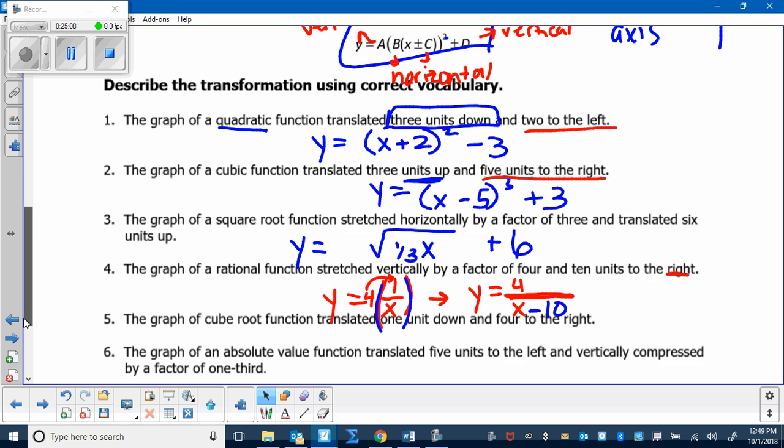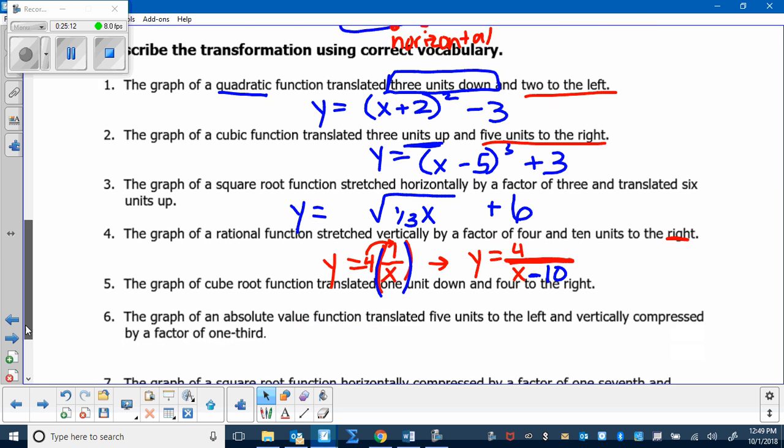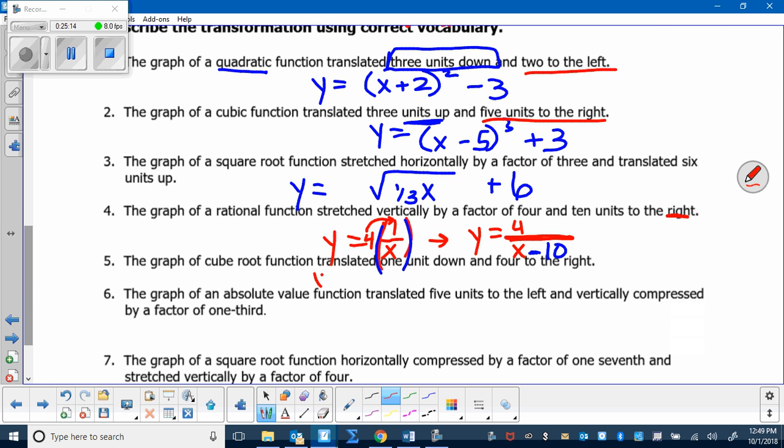Okay, number 5, the graph of a cube root function. Cube root is the sideways one. Don't mess that one up. It's not cubic. So y equals cube root, translated 1 unit down, so minus 1, and 4 to the right. Okay, right is usually positive. I changed it to a negative. So it will live inside the cube root, and that is a horizontal shift.